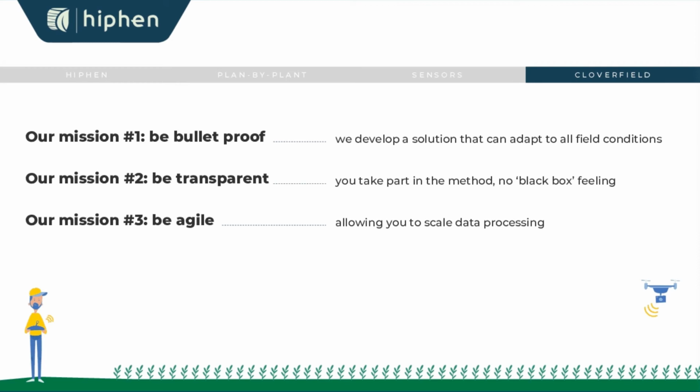The second mission is to be transparent. This is something we've done this month with all the webinars and knowledge sharing sessions. I hope that you really trust us in that sense, that we are very transparent with you, and for every proof of concept we work on, we really engage with you on the methodology section, and we really want to ensure that you understand the methodology and that you're part of it, so that there's no kind of black box feeling that you don't know what's going on in the data processing.